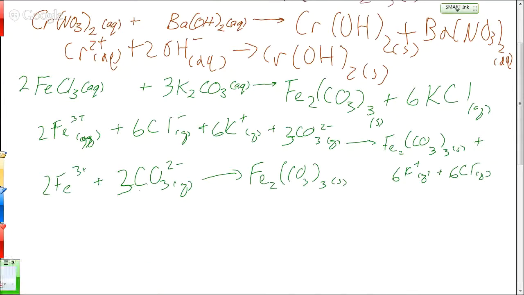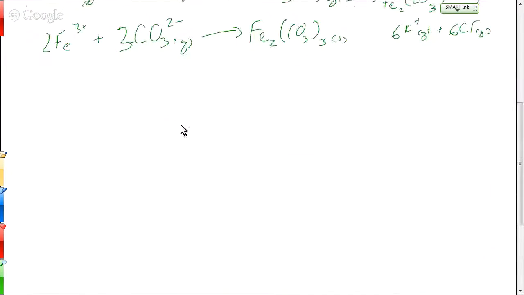And then for the net ionic, yep, that's good. So what would be the name of this precipitate, this insoluble product? Iron 3 carbonate, because the oxidation state of iron here is +3. You see that? Okay, let's do the last couple.